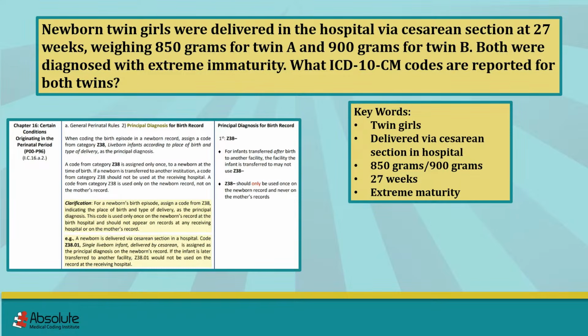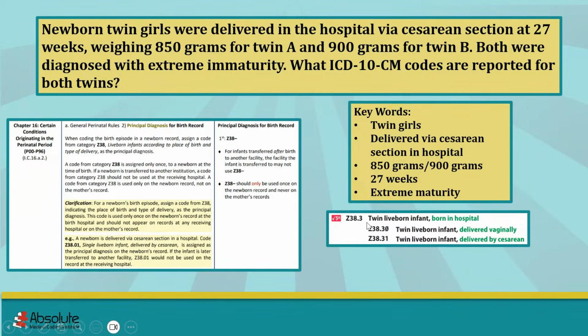Obviously, if you go into your ICD-10 alphabetic index, you're going to look up newborn, twin, born in hospital. Again, that's why we chose to have "in the hospital" taken out for the keywords, and then by cesarean. Going through that sequence, it directs you first to use code Z38.3. This is the code for twin live born infant, specifically born in the hospital.